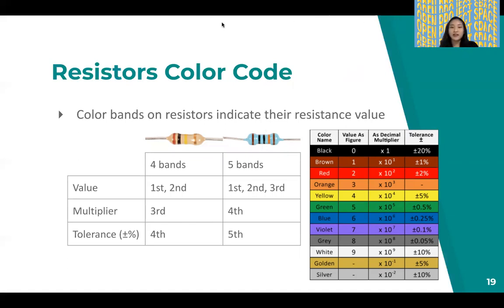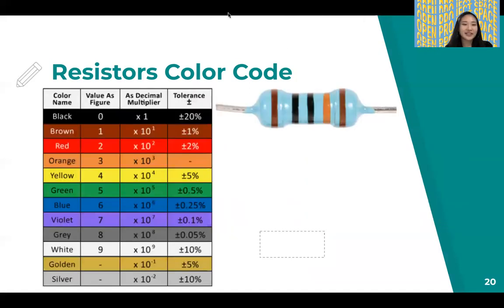So see on the right-hand side, the chart represents what different colors will be as values or multipliers or tolerances. Last year, Jackie made a pretty cool mnemonic for memorizing these values, but you really don't have to memorize these values. There are tools online that will help you determine resistor values, but it's good to know how to calculate it. So let's get a practice of it. So what would be the value of this particular resistor?